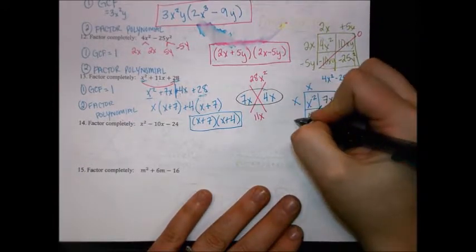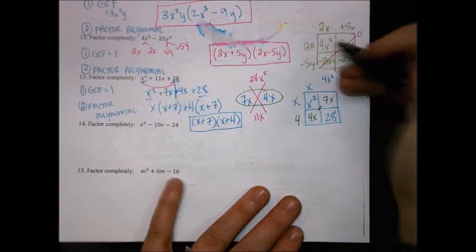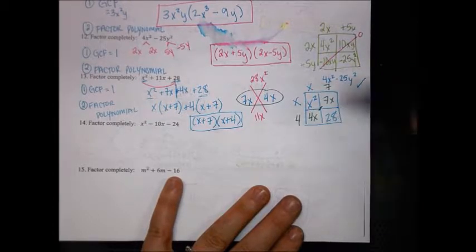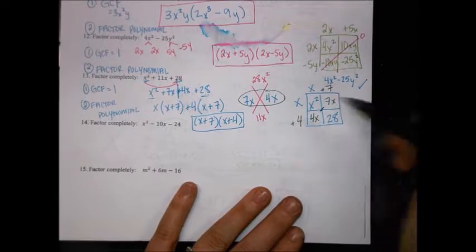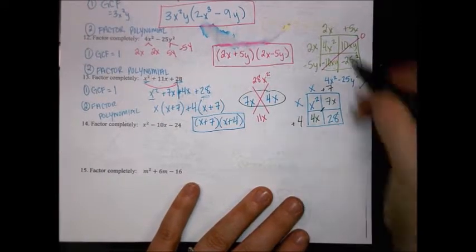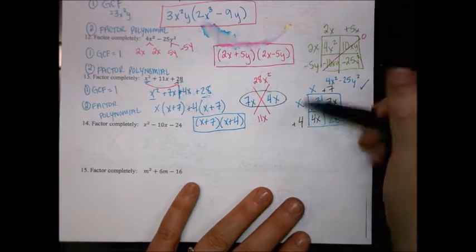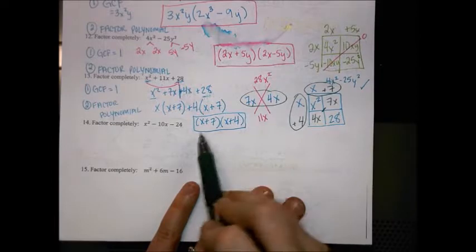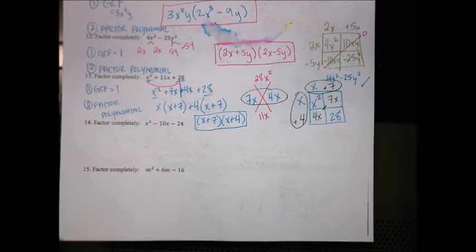So x times what gives me 4x? Well, that's a 4. x times what gives me 7x? That's a 7. And is positive 4 times positive 7 positive 28? Yes. So those are both positive because all of my numbers inside are positive. Then my answer is the same as my binomials from before. It's x plus 4 times x plus 7, and we write it as x plus 4 times x plus 7, each in parentheses.